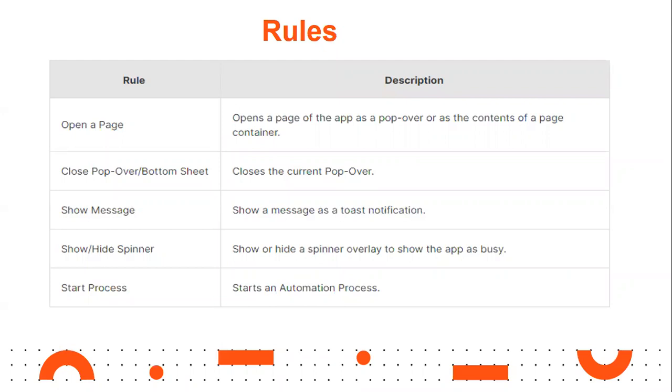Whenever the process starts, you can show the spinner. Once the process is completed, either you get an output from the process to display to the user, say a phone number, a ticket ID, or anything, then you can hide the spinner so that the user can resume interacting with the app. The fifth one is start process, which starts any automation process that is deployed on the orchestrator with the help of apps.